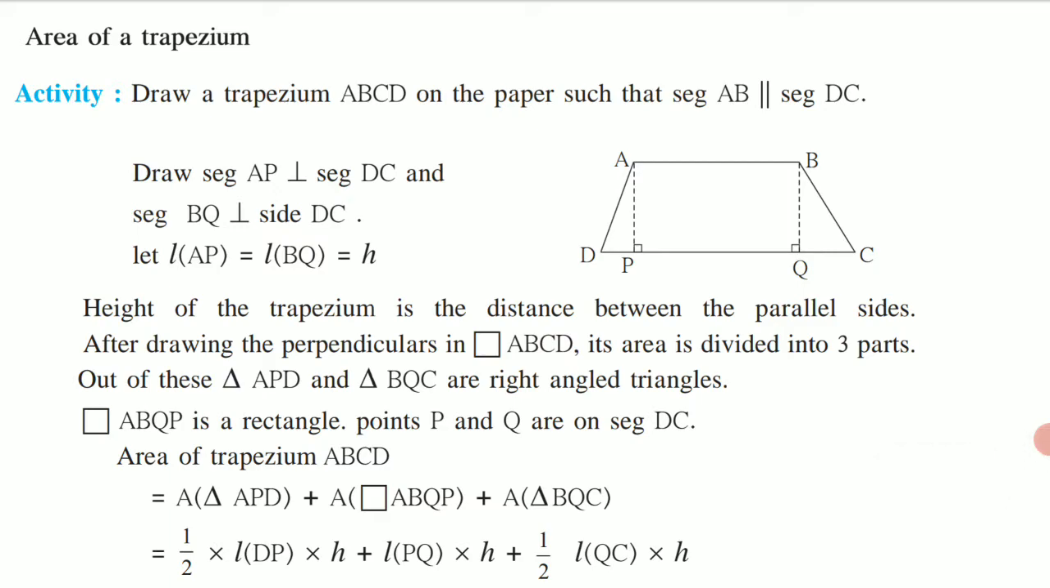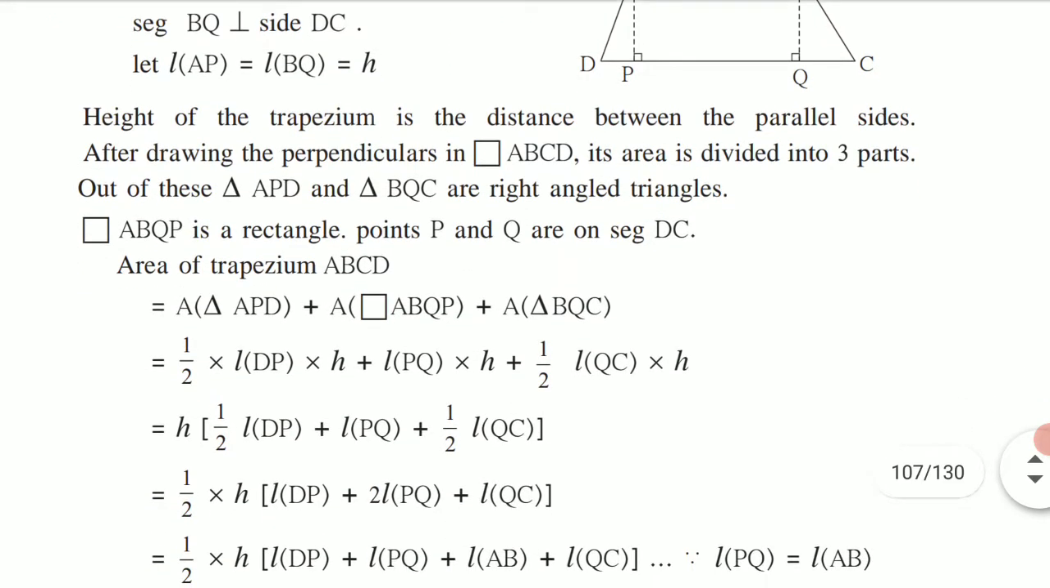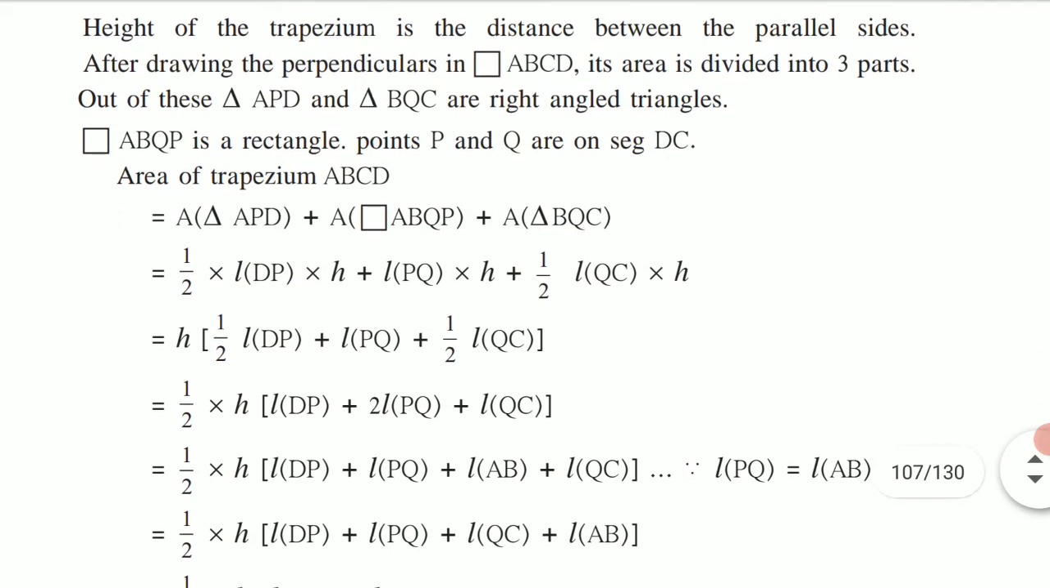Draw a trapezium ABCD on the paper such that segment AB is parallel to segment DC. Draw segment AP perpendicular to segment DC and segment BQ perpendicular to side DC. Let length AP equal length BQ equal H. The height of the trapezium is the distance between the parallel sides.